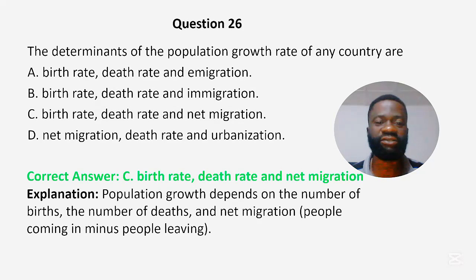The correct answer to the question is option C, birth rate, death rate, and net migration. Population growth depends on the number of births, the number of deaths, and net migration, people coming in minus people leaving the country.